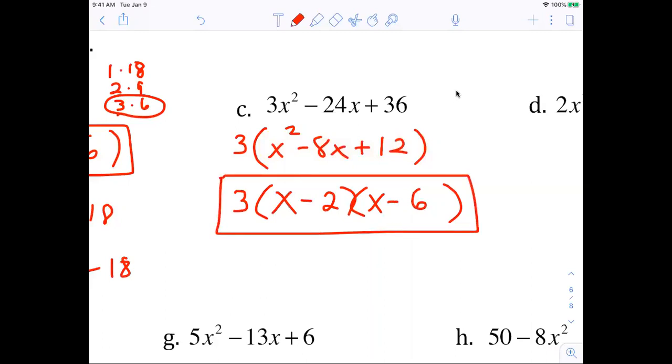So my answer is 3 times x minus 2 times x minus 6. And of course, the order there doesn't matter. You could write 3 times x minus 6 times x minus 2. That would be perfectly fine, because when you're multiplying across, you get the same values.